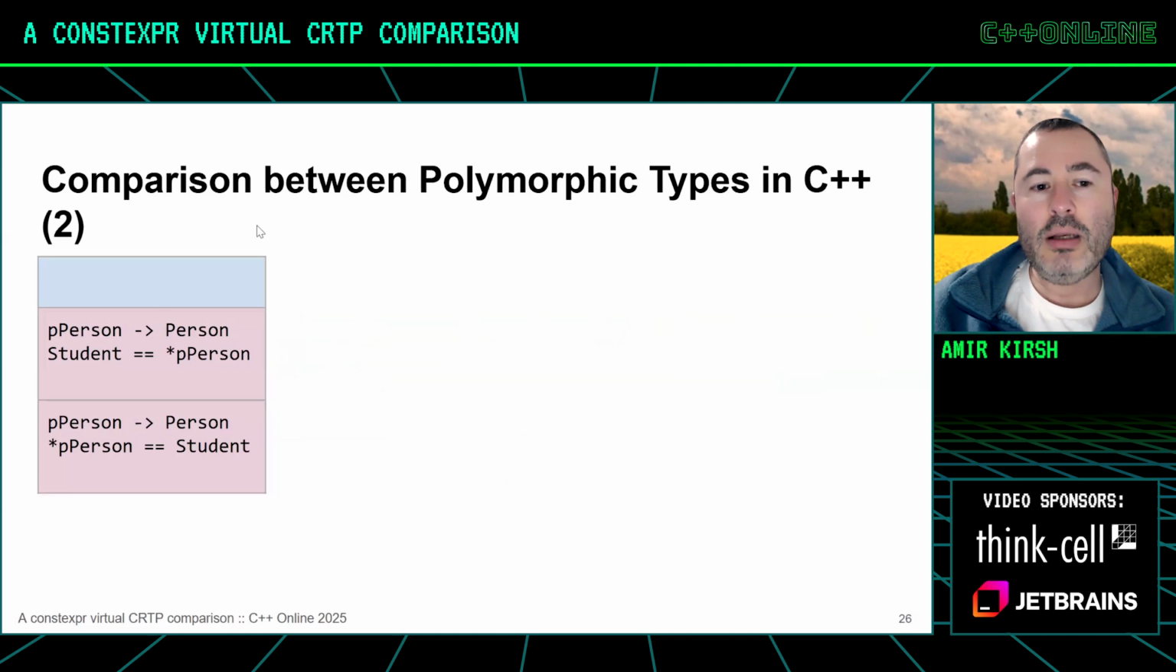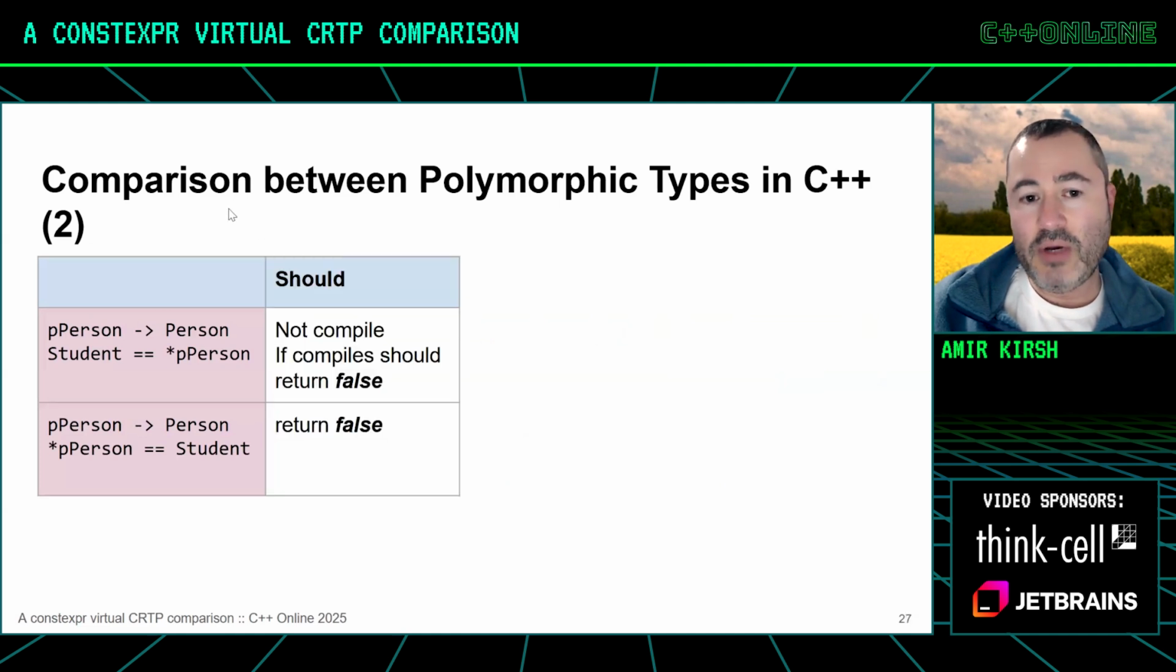Okay, what about the second one? If we have a pointer or a reference, I would say the same. If they are not the same type, it should either not compile. If I'm coming with a student and providing a person that is not a student, you can stop it at compilation time. But if it does compile for some reason, then it should return false. They are not the same.